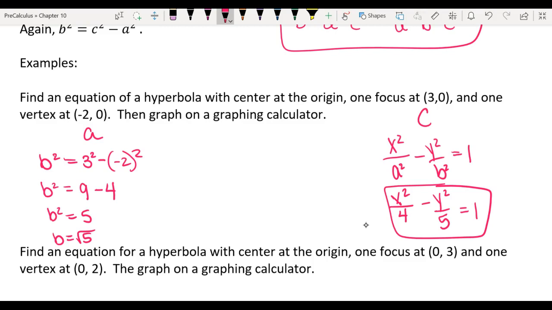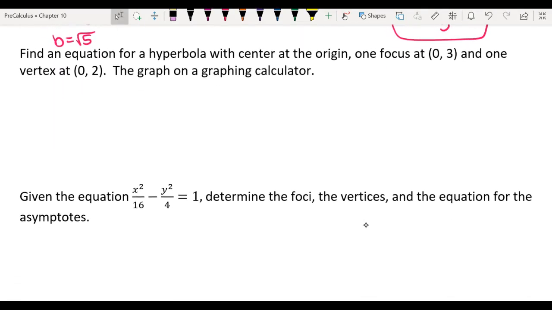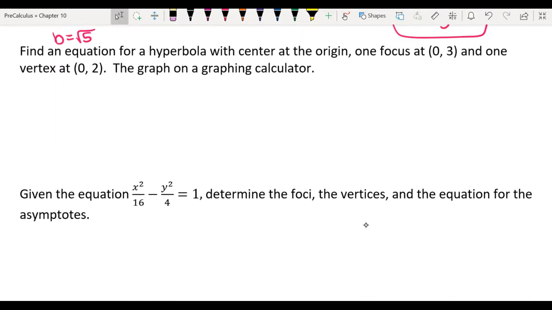Okay, so this next one is pretty much exactly what you said. It says find an equation for a hyperbola with center at the origin. One focus is at 0, 3. So again, that's my C. And one vertex is at 0, 2. Okay, so you have a focus at 0, 3 and one vertex at 0, 2. This is my y coordinate, so this is my B.